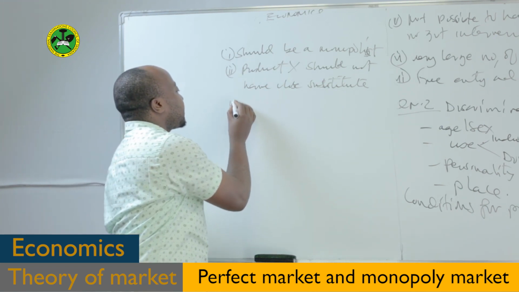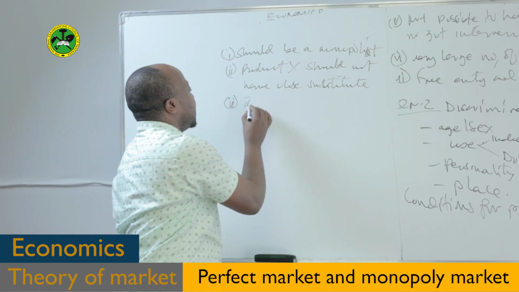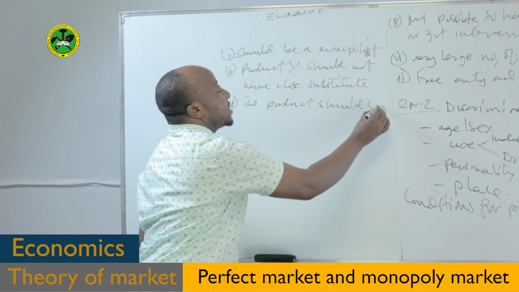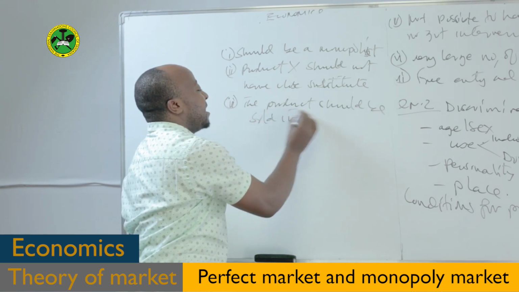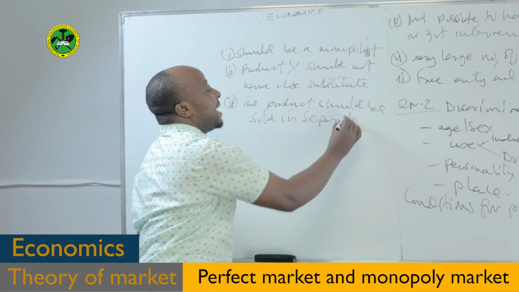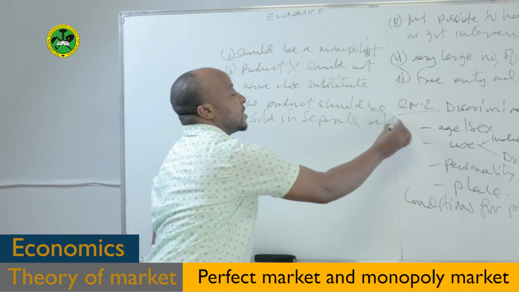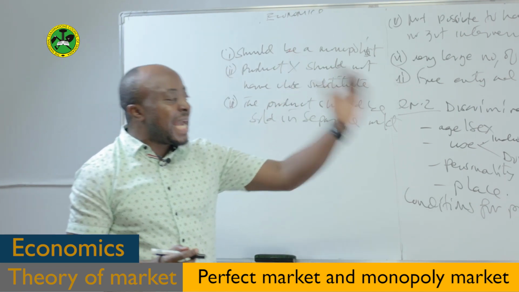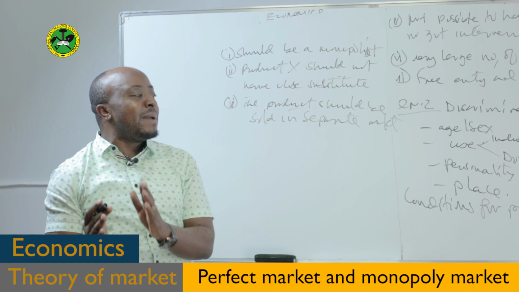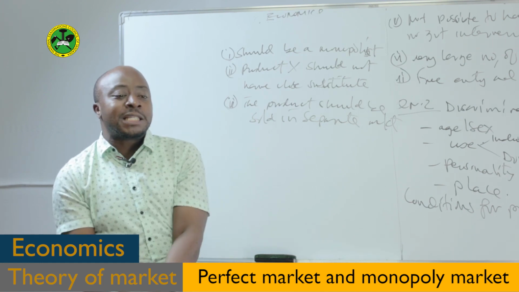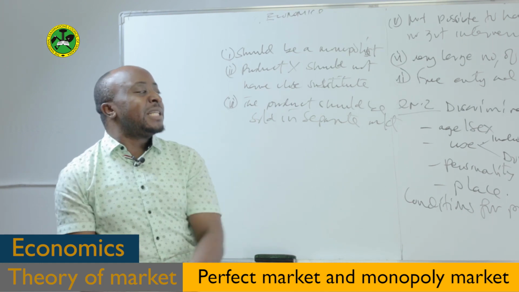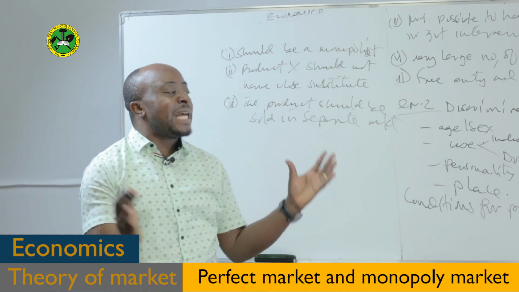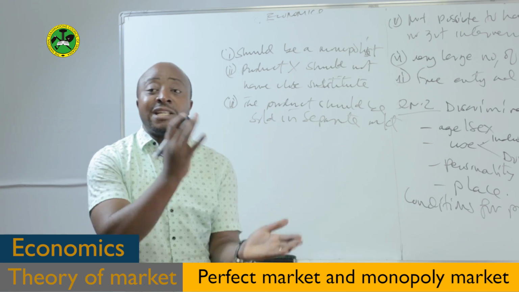Then number 3, the product should be sold in separate markets. Make sure that if you want to make price discrimination, product X is sold in 2 separate markets. As I said, maybe the first market is in Dar es Salaam, around Ubungo, and the second market is in Kibaha. They are in different locations, then you can make price discrimination. This avoids customers meeting and knowing that they have been discriminated.